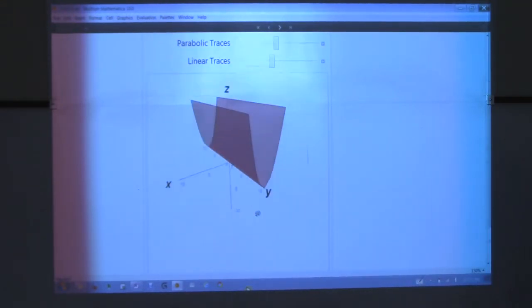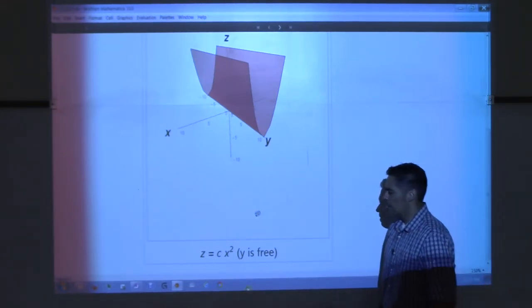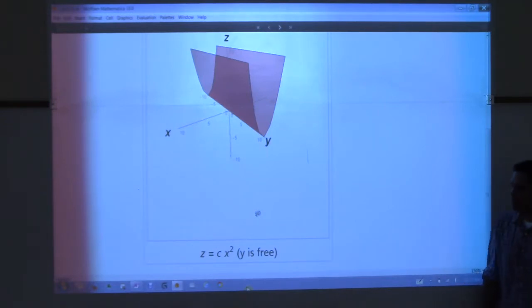Okay, let's look at the equation of this. Here's the equation of a parabolic cylinder. z equals a constant times x squared.